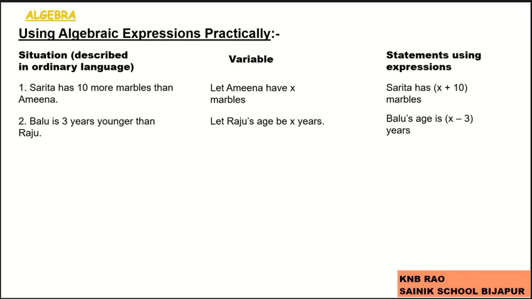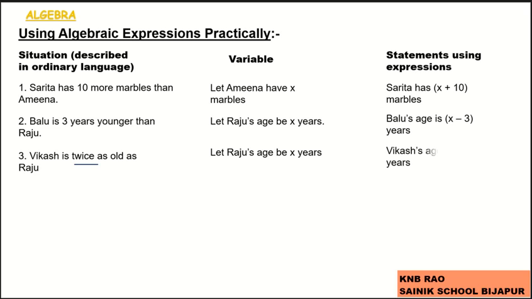Now, children, coming to another situation where Vikas is twice as old as Raju. Same, Raju's age we will consider as x years. Now Vikas will be twice. What is the meaning of twice? 2 times. That means I am taking Vikas' age as 2 into the age of Raju, that is 2x years.